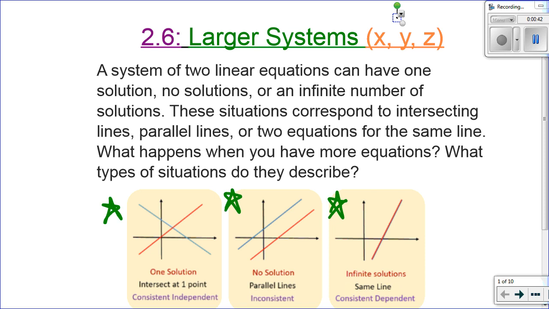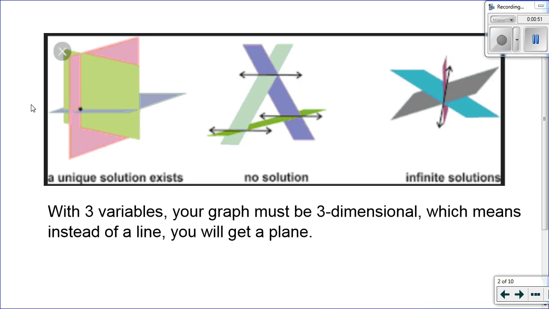But what happens when you have more equations? What types of situations do they describe? So what I'm talking about is this. When you have three variables, in other words, when you have your x, y, and z, rather than just x and y, your graph has to be three-dimensional. So when you have a three-dimensional graph, you no longer have a line, right? A line is two-dimensional. You now have a plane. A plane is a three-dimensional figure. So with x, y, and z, we're talking about intersecting planes.